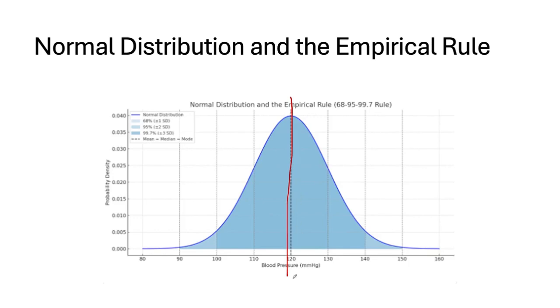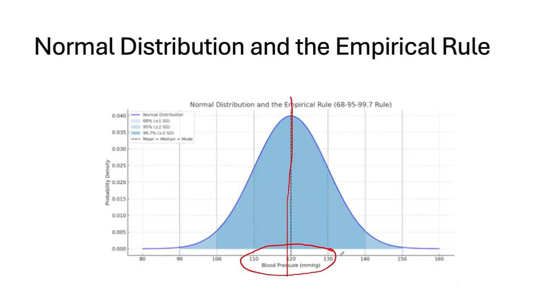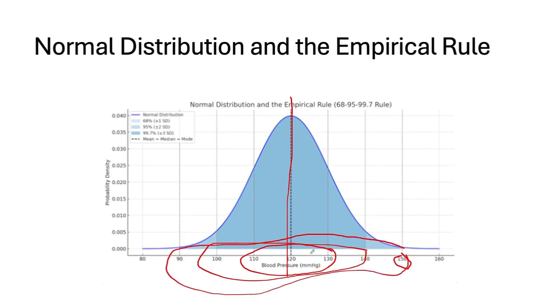Now the empirical rule zones: 68% of all values fall between 110 and 130. This is plus or minus one standard deviation, so one standard deviation on each side of the mean, median, and mode. 95% of values fall between 100 and 140, which includes two standard deviations on both sides. And 99.7% falls between 90 and 150. So here you see 150 right here, and 99.7% would include all of this. You can see one, two, three standard deviations from the mean, median, and mode.